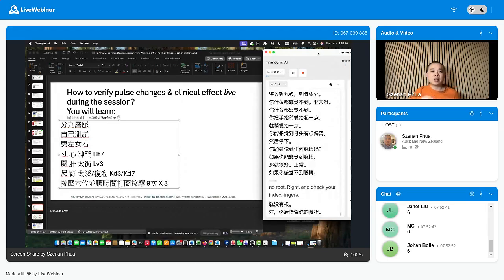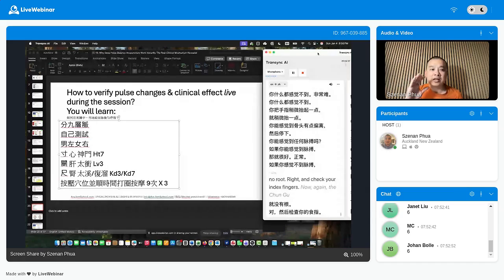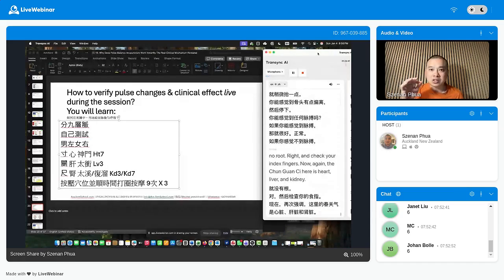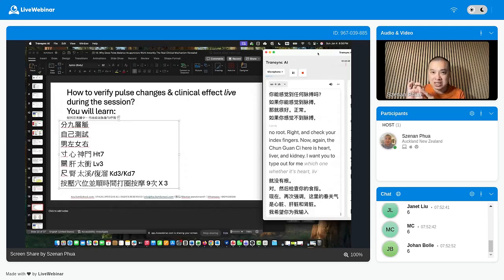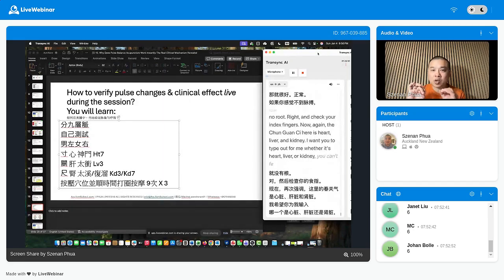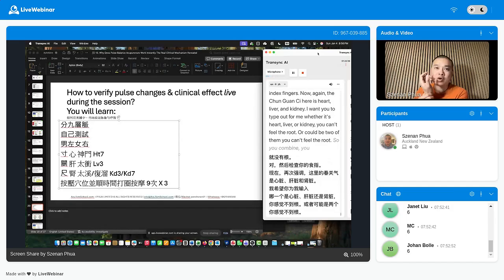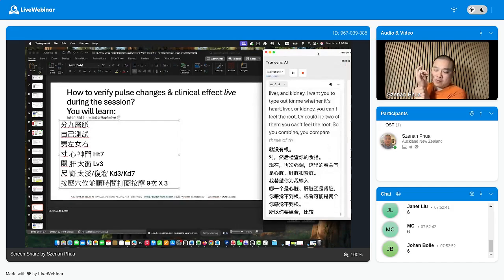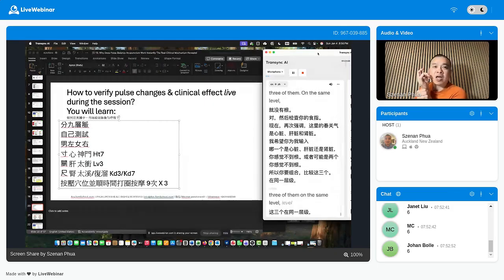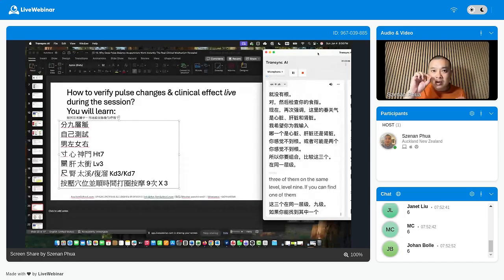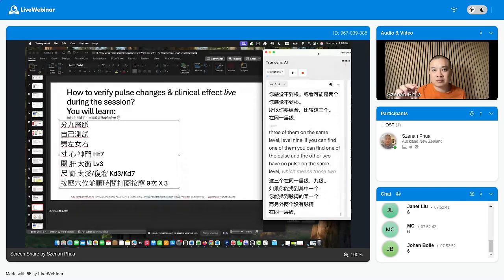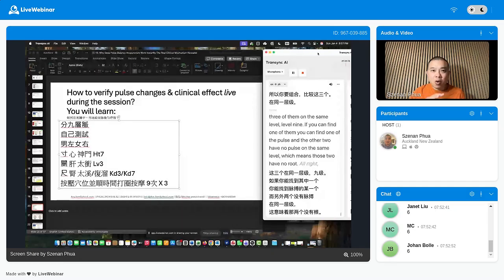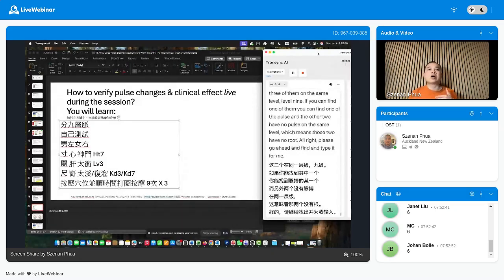Now, again, the Cun Guan Chi here is heart, liver, and kidney. I want you to type out for me which one, whether it's heart, liver, or kidney, you can't feel the root. Or it could be two of them. So you compare the three of them on the same level, level 9. If you can find one of them with a pulse, and the other two have no pulse on the same level, which means those two have no root. All right. Please go ahead and find and type it for me. And I will tell you how to do the next step.